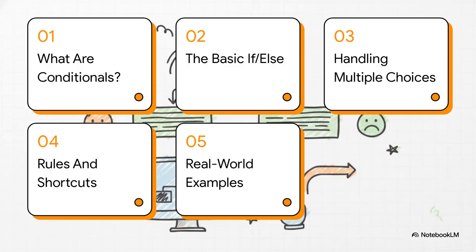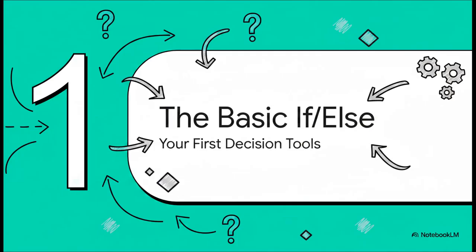So here's our game plan for this explainer. We're going to start with the basics, if and else. Then we'll look at how to juggle a bunch of different options. We'll cover the really important rules and a few cool shortcuts, and then we'll see how this all works with some real-world code. Okay, let's dive right in.